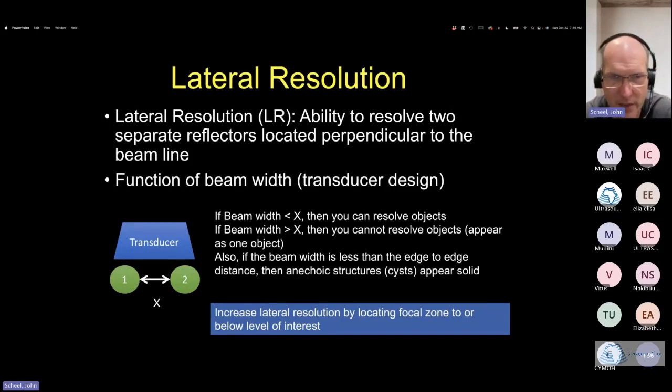And that should be separated or distinct from lateral resolution, which is the ability to resolve 2 masses that are located next to each other, perpendicular to the beam. And this is a function of the beam width or the transducer design. So it is difficult to resolve this, but you can do better by locating the focal zone at or below the level of interest. And I'll get into the focal zone a little bit later.